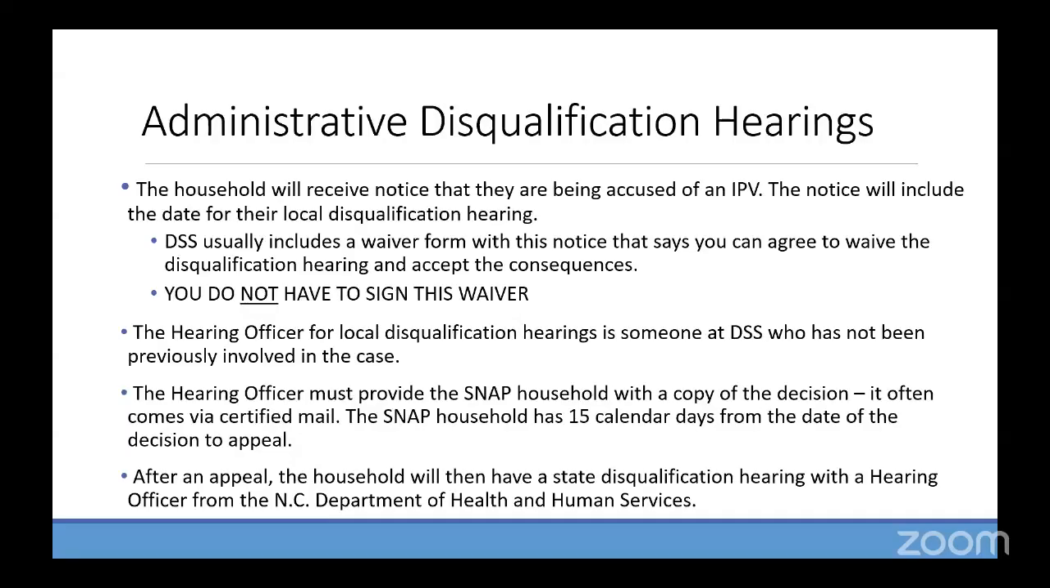After the appeal, the household then has a brand new hearing with a hearing officer from the North Carolina Department of Health and Human Services. At that hearing, it really doesn't matter what happened at the prior hearing. It's an entirely new hearing where all the evidence is presented again and a new decision is made.